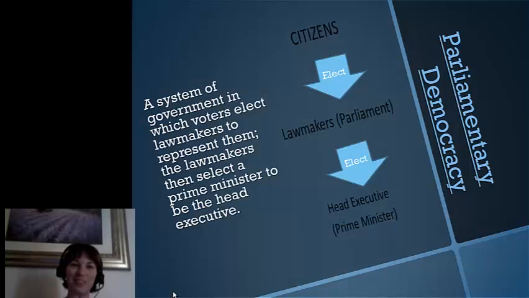Now, a parliamentary democracy is a system where voters elect the lawmakers, and those lawmakers are going to select the prime minister or the executive head. So what's different? For example, the people of Britain are going to elect their lawmakers, and those lawmakers are going to elect the prime minister.